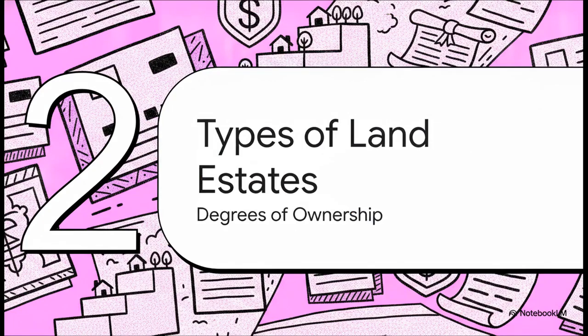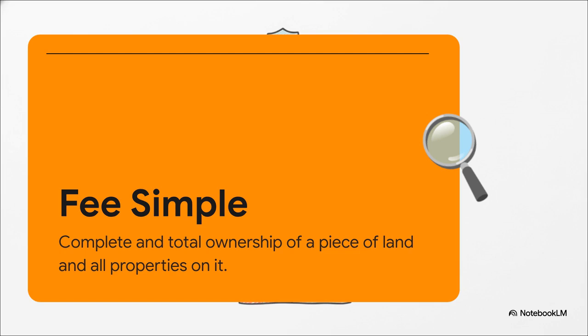Moving on to Section 2, let's look at the types of land estates, or your degrees of ownership. Because remember, you don't just own land, you hold an estate in that land. And this is where our progressive layering of legal rights really starts to stack up. The absolute highest layer, the holy grail of real estate ownership, is called the fee simple estate. This represents complete, total ownership of a piece of land and absolutely all the properties on it. When you hold a fee simple estate, your ownership has an infinite duration. You essentially hold the biggest possible bundle of rights recognized by law.